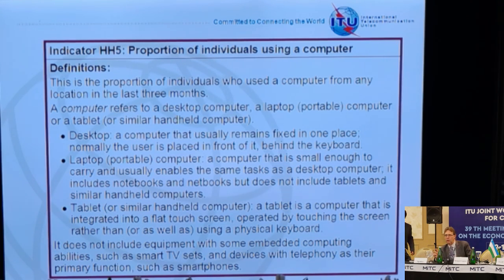The usage aspect is actually always in the last 3 months. It used to be in the last 12 months, and in the last 3 months for some indicators, it has been simplified to meaning usage. Somebody has used something, the internet or a computer or a mobile phone, if this has happened in the last 3 months. And then computer still has the same definition.